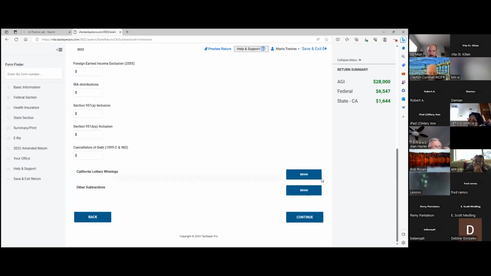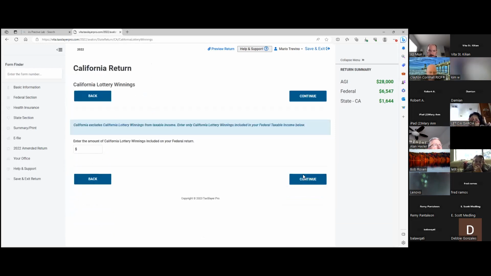So let's go to California lottery winnings. And so you have someone who won California lottery, $100 or a couple $1,000s. Again, it'll be taxed in their federal return. And if it's a California lottery winning, not taxed on their California return. This is where you would enter that data.